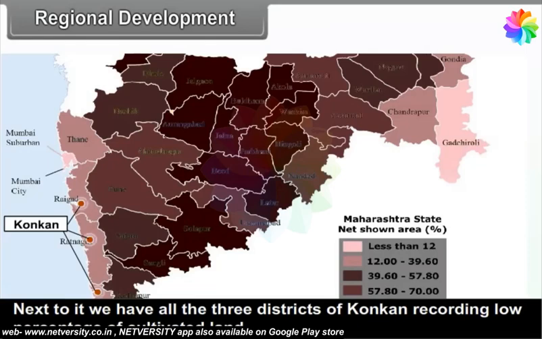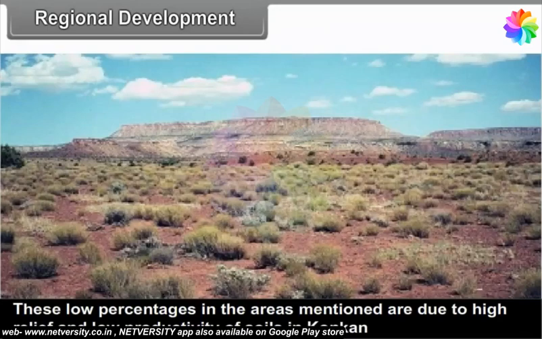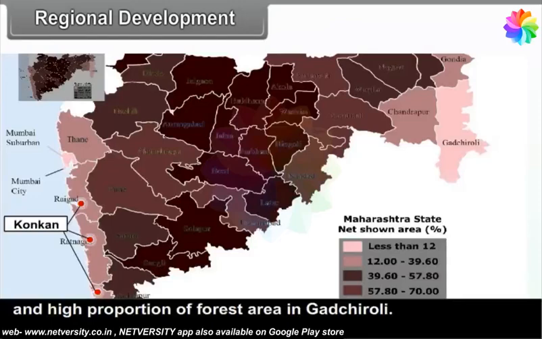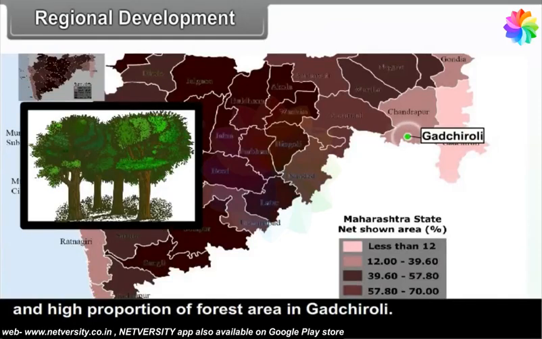Next to it, we have all the three districts of Konkan recording low percentage of cultivated land. These low percentages in the areas mentioned are due to high relief and low productivity of soils in Konkan and high proportion of forest area in Gadchiroli.